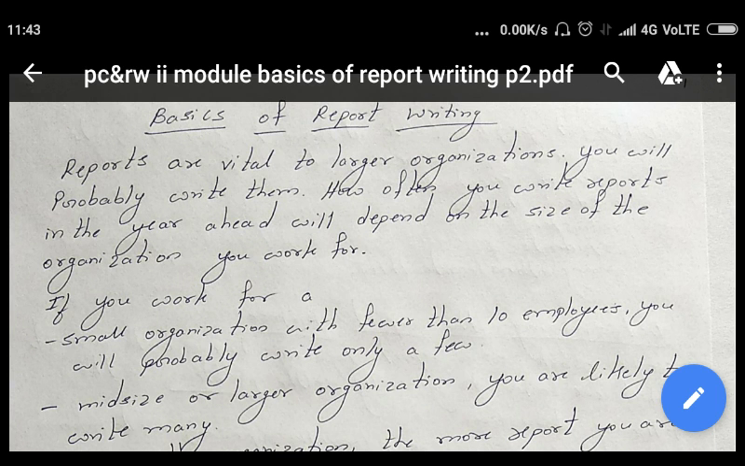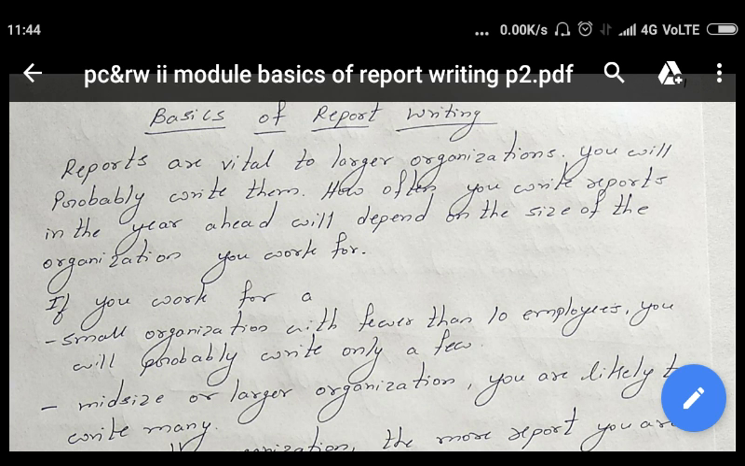So how often you write these particular reports totally depends upon the size of the organization you work for. So here the question is raised: how many times do you write these reports? It totally depends upon the size of the organization where you are going to work. Say for example, if you work for a small organization, with just a few employees, say just 10 employees, you will probably write only a few reports.